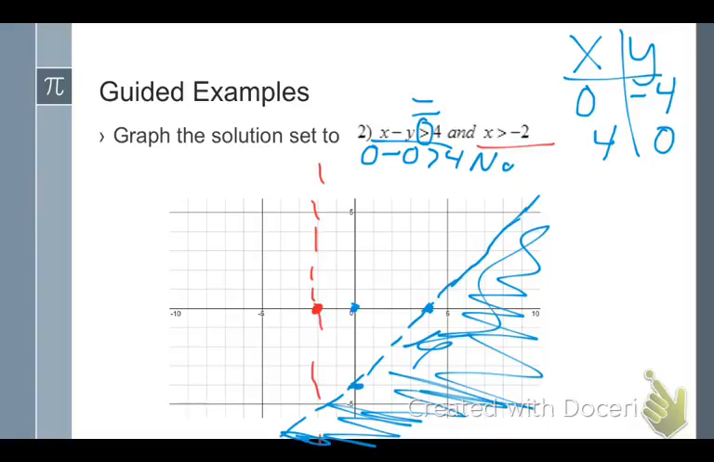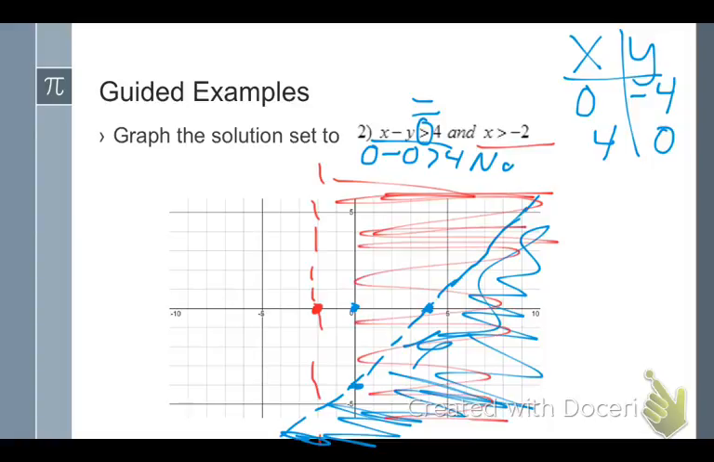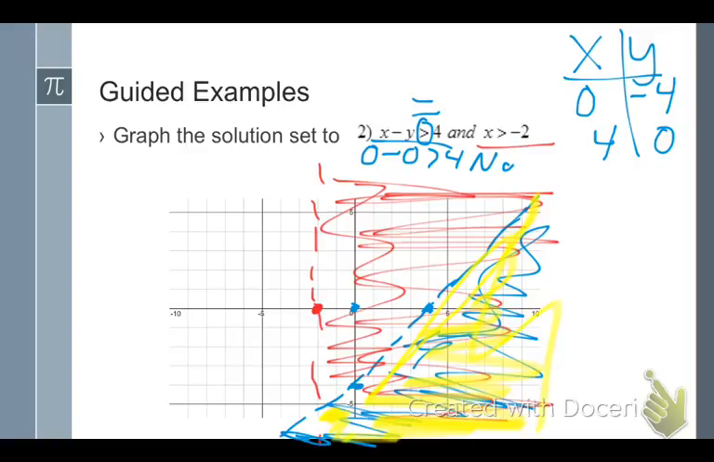So now for x greater than negative 2, everything to the right is greater than negative 2. So my solution set is the overlap, which will be everything from here on over. Okay, so that's the solution to example 2.